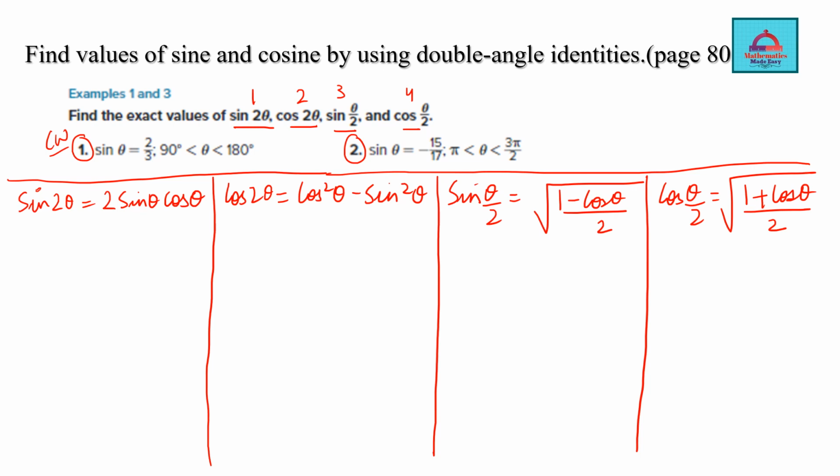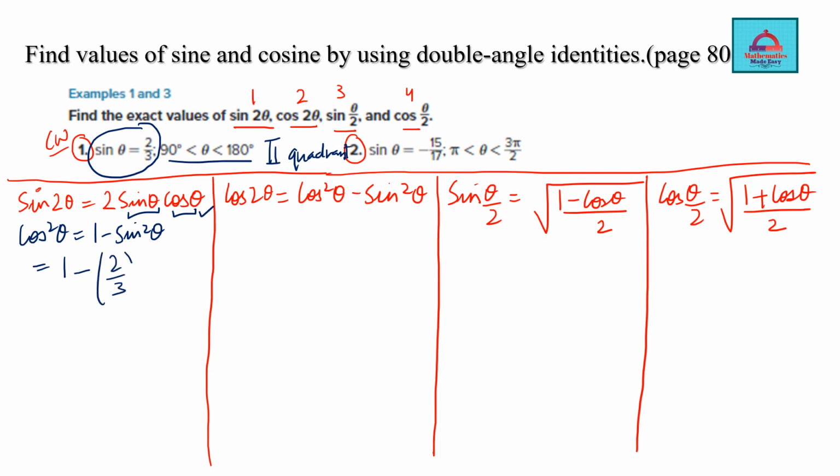So here we need sine theta and cos theta. Sine theta is already given to you. So we need cos theta, and also you are given that these things lie in the second quadrant. So that will help us to decide the sign. So cos square theta is equal to 1 minus sine square theta. That's the Pythagorean identity we will be using. Put the value of sine. It is 2 by 3 whole square. Simplify 1 minus 4 by 9. So this is going to be 5 over 9. This is the value of cos square. Now we need cos theta, so it will be negative because second quadrant, square root of 5 over 3.